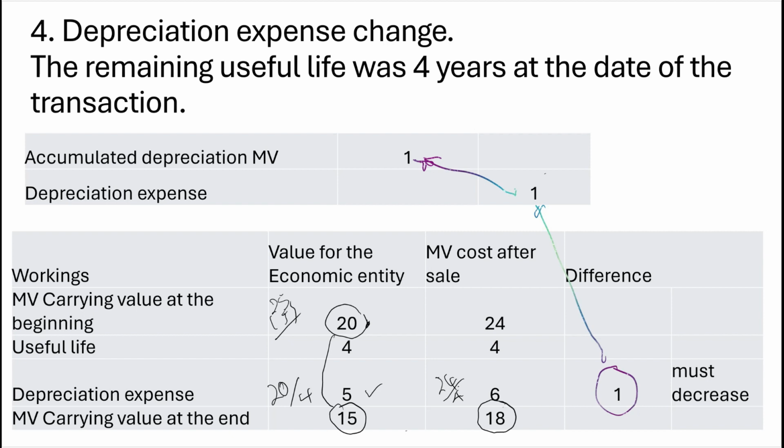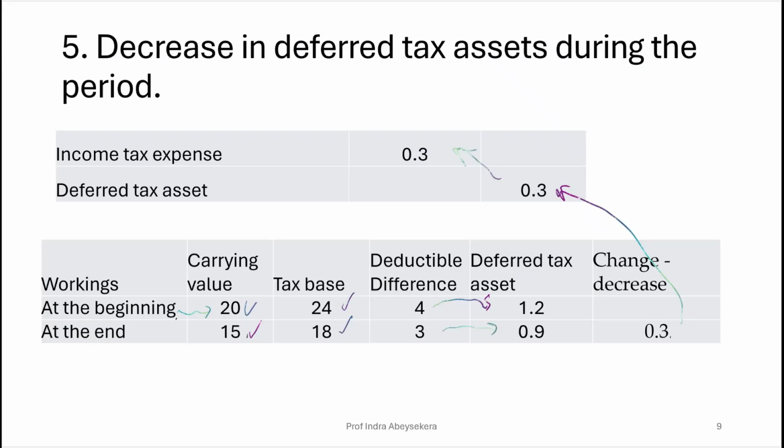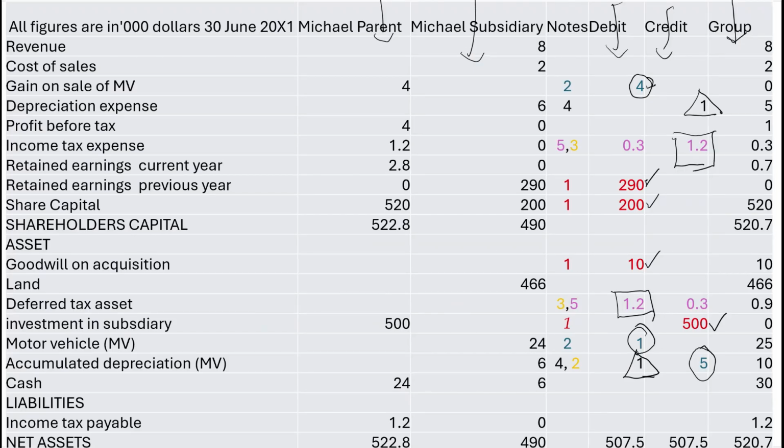Our fourth journal entry relates to depreciation expense, that is, to reduce the excess depreciation expense. So we credit depreciation expense $1,000 and we debit accumulated depreciation $1,000. And our fifth journal entry is because the asset has been used up, our deferred tax asset has now decreased by $300. So we credit deferred tax asset $300 and we debit income tax expense $300.